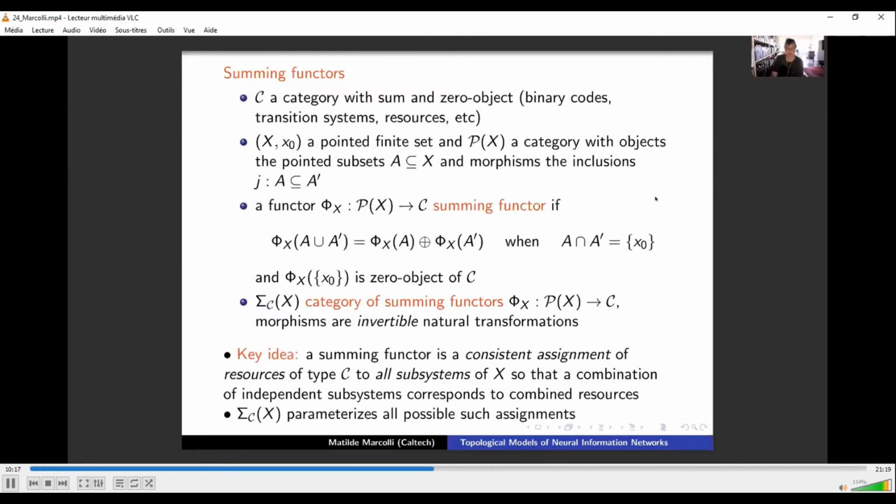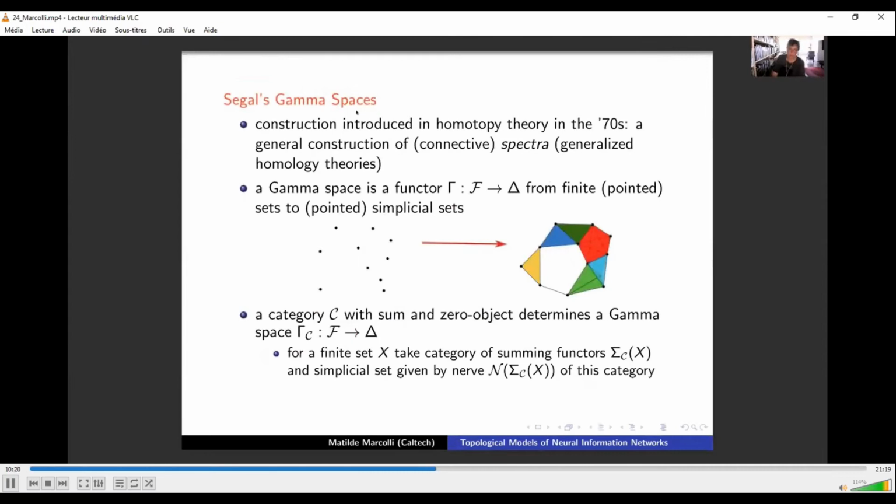And one of the ways that this kind of structure is already well known in combinatorics is through these notions of gamma spaces, namely the category of such functors. The simplicial nerve of the category of such functors determines a simplicial set. And this altogether gives a functor from the category of finite sets to the category of simplicial sets. And this topological space is, as we say, our configuration space of assignments of resources to subsystems.